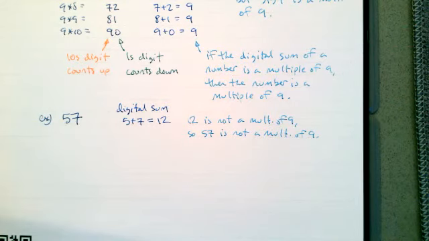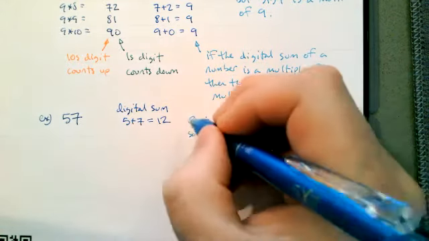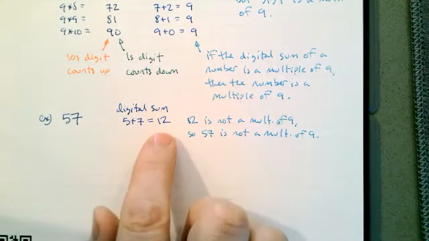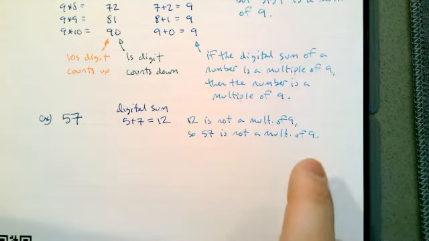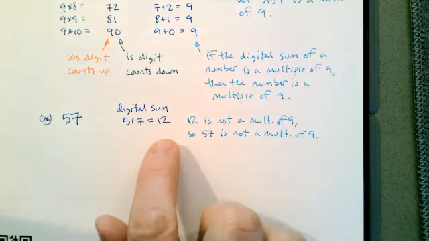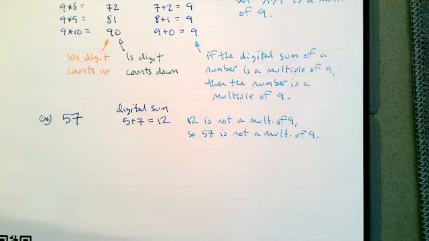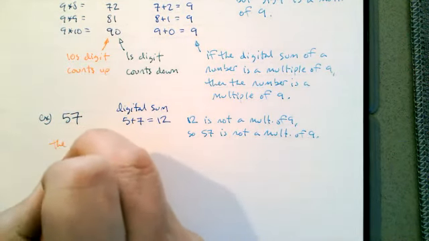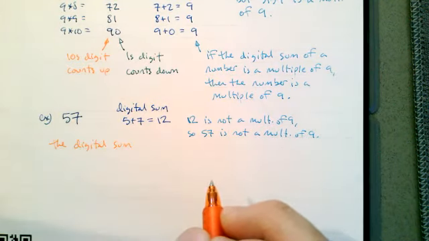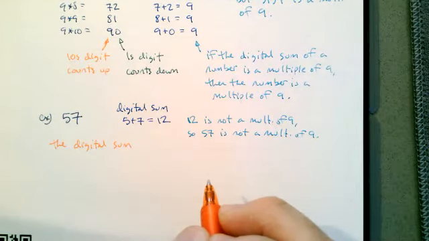However, we did learn some information about this by finding this 12. 12 is the digital sum. It's not a multiple of 9, so 57 is not a multiple of 9, but there is a multiple of 9 hiding in this 57, and the mask it wears is its digital sum. If we subtract the digital sum from the 57, let's see what we get. So the 12, the digital sum, is the mask that the non-multiple of 9 wears.